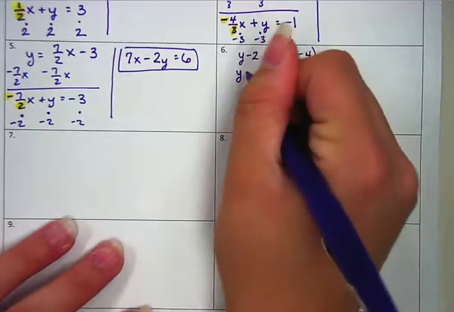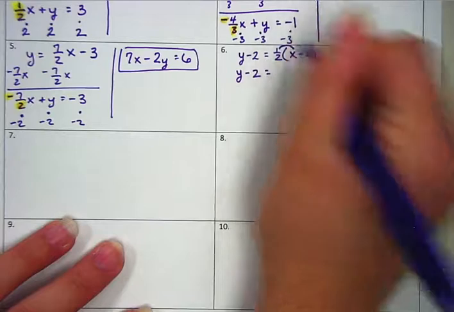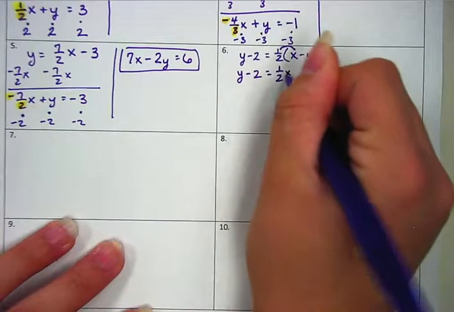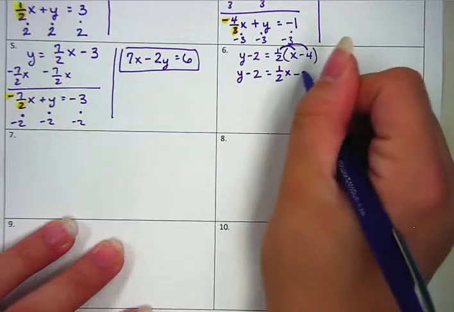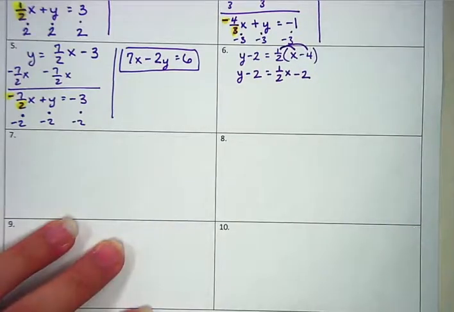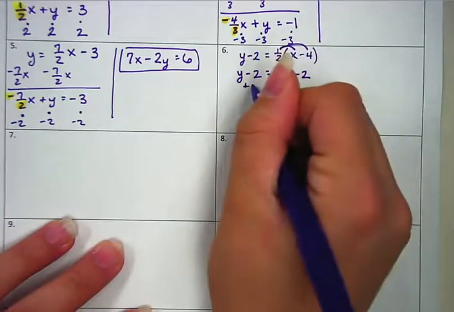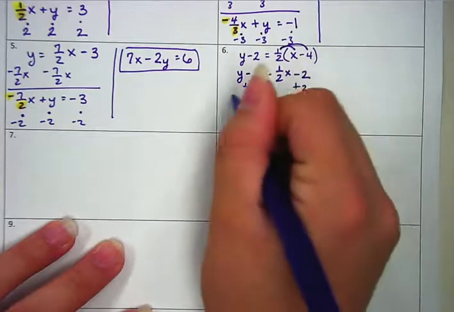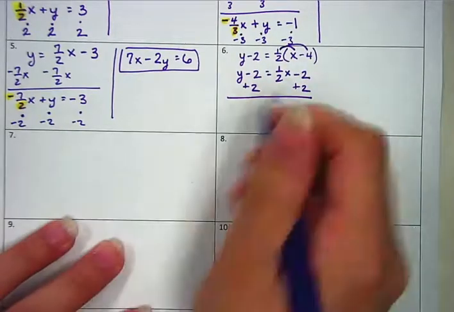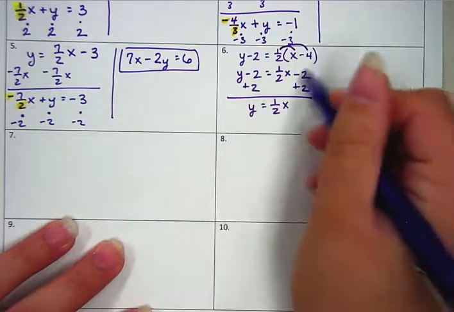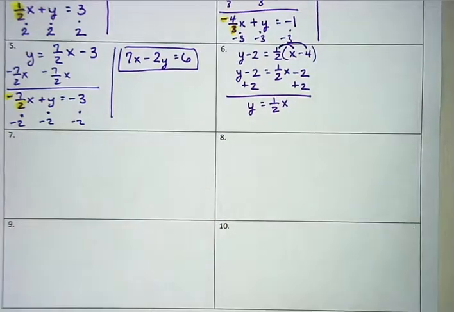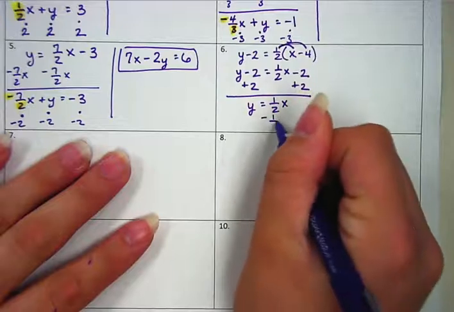So to do that, we're going to first distribute. So 1/2 times x is 1/2 x, and 1/2 times negative 4 is negative 2. Please be careful of your signs. Then we're going to add 2 to both sides. So that gives us y equals 1/2 x. Now 2 minus 2 is 0. So we just have y equals 1/2 x. But we need to get this into standard form. So that means we have to subtract the 1/2 x.